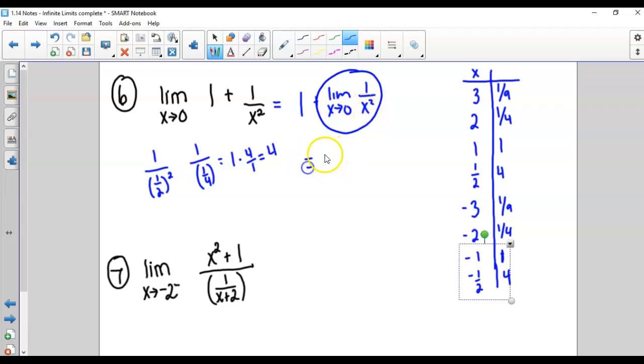So we have 1 plus infinity. But what is 1 plus infinity? Just infinity. Okay. Questions?